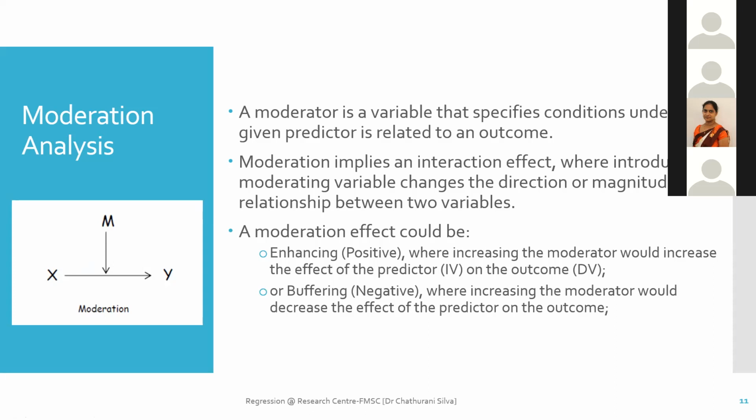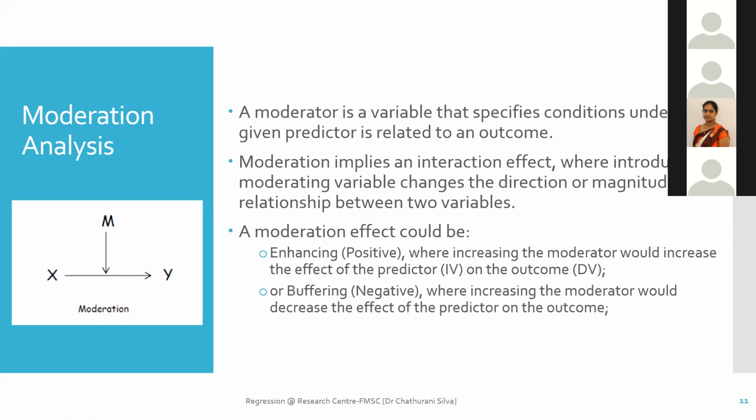But sometimes we can check moderators which are not categorical, which are also continuous variables. So moderation implies an interaction effect. We are introducing a moderating variable that changes the direction or magnitude of the relationship between two variables. Most of the time we are dealing with situations where we get different magnitudes of these relationships.